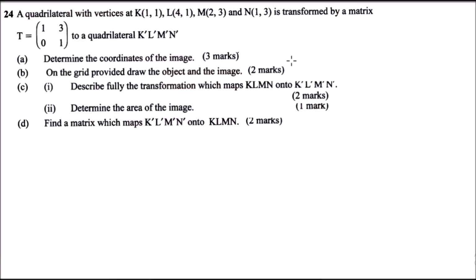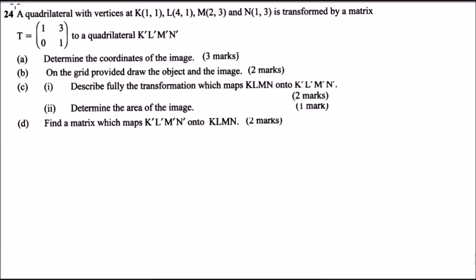So question number 24, this is from matrices and transformation. We are told a quadrilateral with the vertices at K(1,1), L(4,1), M(2,3) and N(1,3) is transformed by a matrix T equals (1 3; 0 1) to a quadrilateral K'L'M'N'. So part A, determine the coordinates of the image.